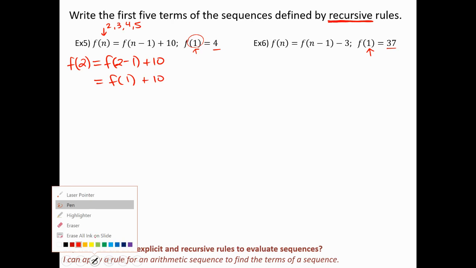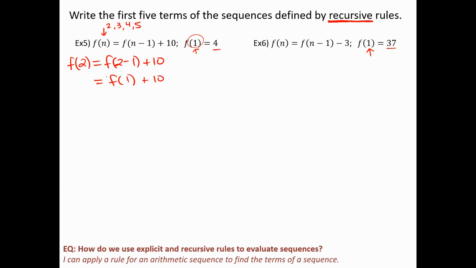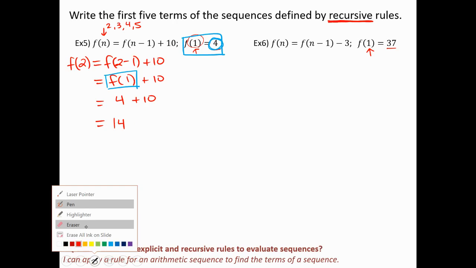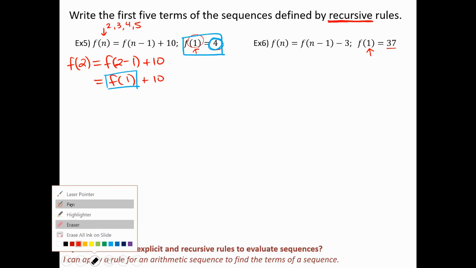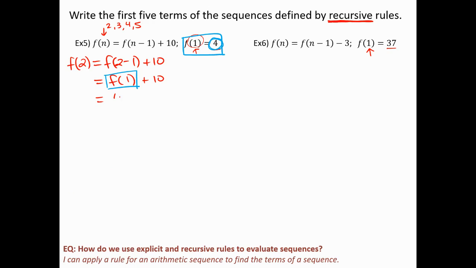And here's where we get to do some fancy substitution. Right here, I have f of 1. But I also have it right here. I know f of 1 is equal to 4. So I'm going to replace my f of 1 with what it equals, which is 4. And when I do that, I get 4 plus 10 is 14. And I'm going to scooch this a little bit. Sorry, hold the phone, just because we got to do this a couple more times. There we go, 14.